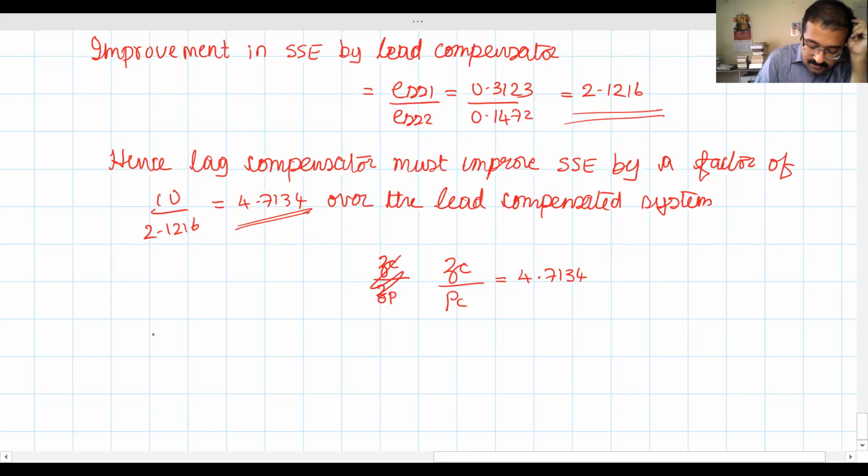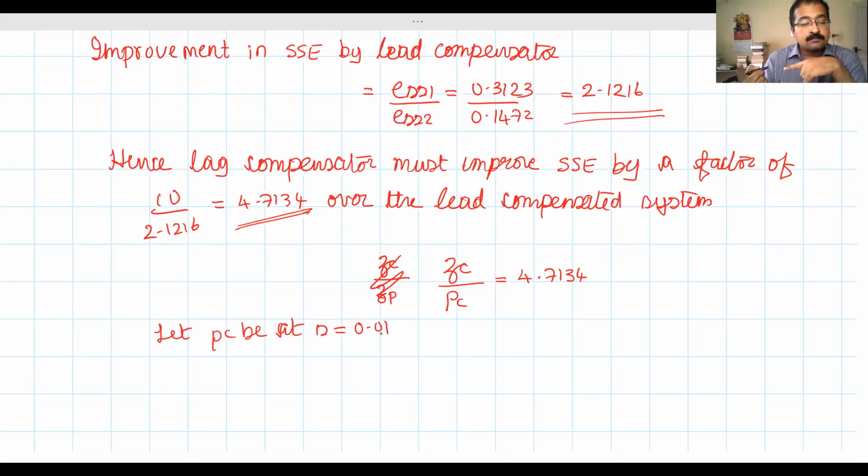Okay, so I will choose randomly, let PC be, say, 0.01. I have taken 0.01 randomly. If you want, you can take it to be 0.001. Accordingly, your zero position will change. That is why design of lead or lag compensators is not unique. There are multiple solutions for the same given problem. So if I take PC, the compensator pole, to be at 0.01, then I will get my compensator zero at 0.0471.